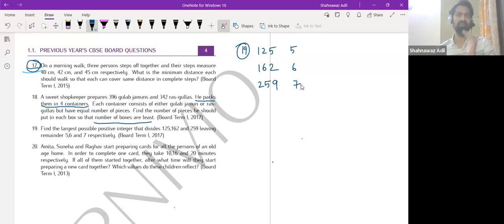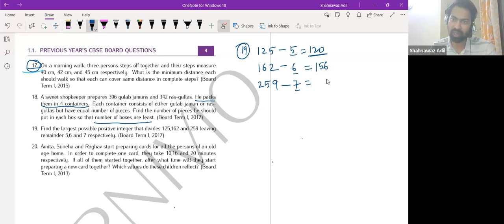Absolutely right. If I remove these remainders, then these numbers would be completely divided by whatever number we are dividing by, because these are the remainders that we are getting. So if I subtract these remainders, then this number would be completely divided, and this one is 156. So all these numbers are now completely divisible.